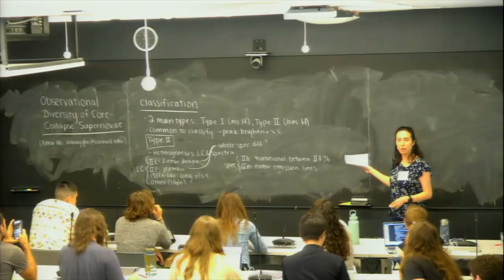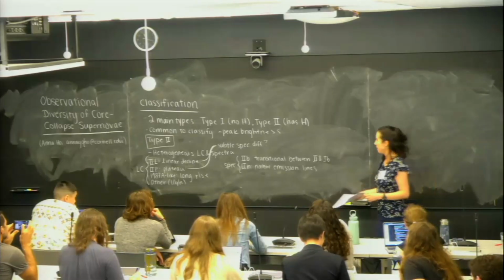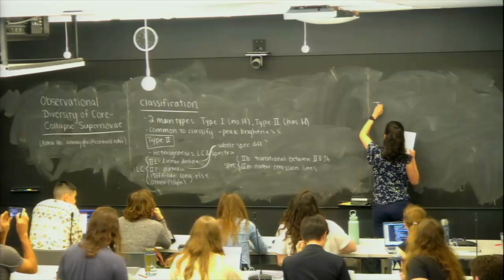Any other questions about the type 2s? Okay, then let's move on to the stripped envelope supernovae.